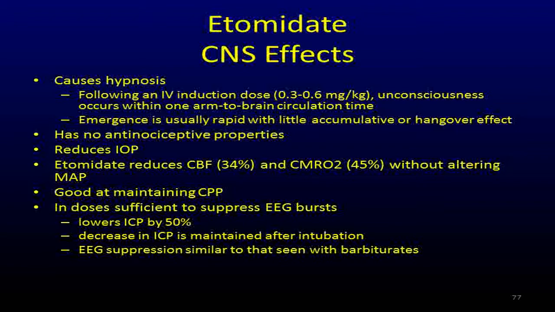It's a GABAergic agent. And interestingly, it can reduce cerebral blood flow and CMRO2 without necessarily changing the mean arterial pressure. So how does that happen? It doesn't have the effect in blunting the baroreceptor that propofol does, for example. Ketamine will actually increase cardiac parameters. Propofol will decrease cardiac parameters. And etomidate will maintain cardiac parameters. The GABAergic effects of the drug, you could see how that would decrease CMRO2.